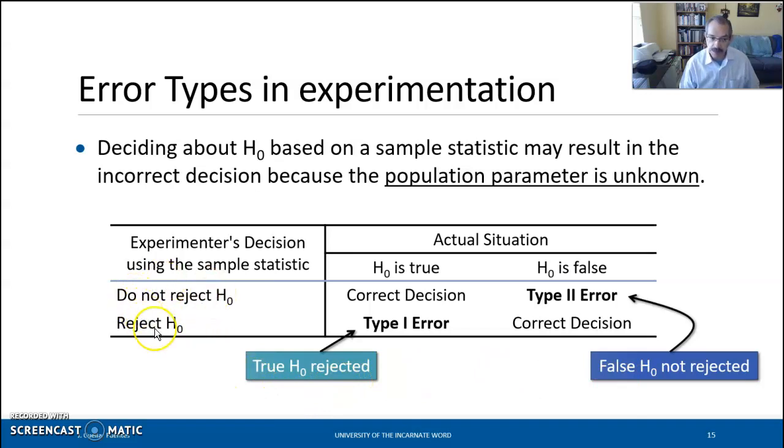Now, let's look at the other decision. Let's say that the experimenter decides to reject the null hypothesis based on the value of the sample statistic. So if the null hypothesis is true, well, the experimenter has just incurred the type 1 error, because the person rejected a true null hypothesis. Now, if the null hypothesis is false, then by rejecting the null hypothesis, the experimenter has made the correct decision. So these are the two possible mistakes that we can make when we decide to reject or not to reject the null hypothesis.